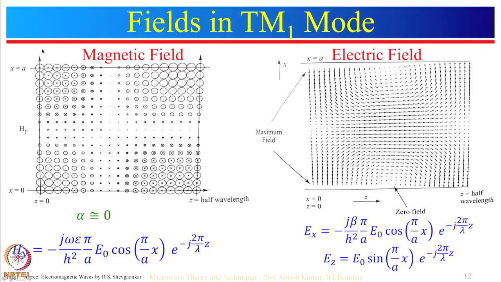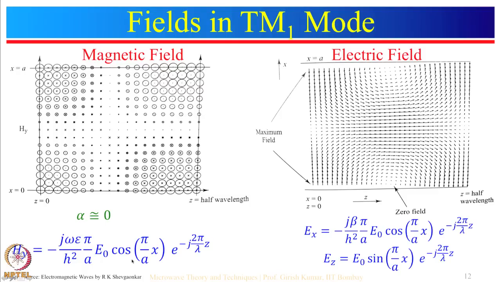So this is the x axis, this is the z direction, and y direction is normal to this plane, outward. The dots in the circle represent the positive y direction, and the cross in the circle represents the negative y direction, and the size of the circle represents the amplitude of the fields. So larger the size of the circle, higher will be the amplitude of the fields. Now let's see variation of magnetic field along x direction.